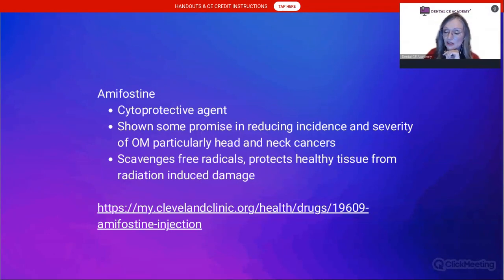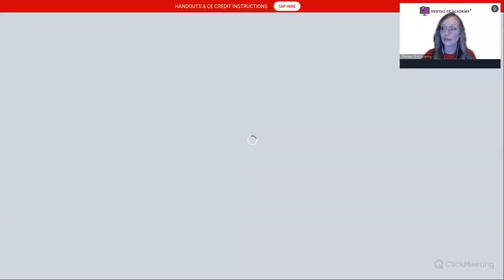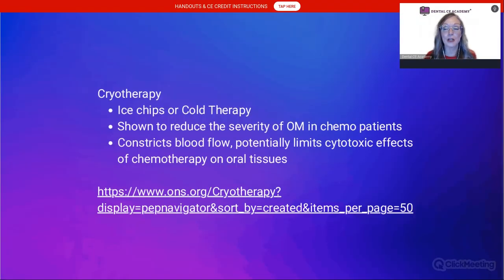Marion said that her oncologist told her to have a prophy before the chemo, a few weeks prior to treatment, and that was over 20 years ago. Cryotherapy, we had somebody talking about ice chips. Ice chips are often recommended, also called cold therapy, shown to reduce the severity of oral mucositis in chemotherapy patients. Why? Because it constricts blood flow, so it potentially limits the cytotoxic effects of chemotherapy on the oral tissues.